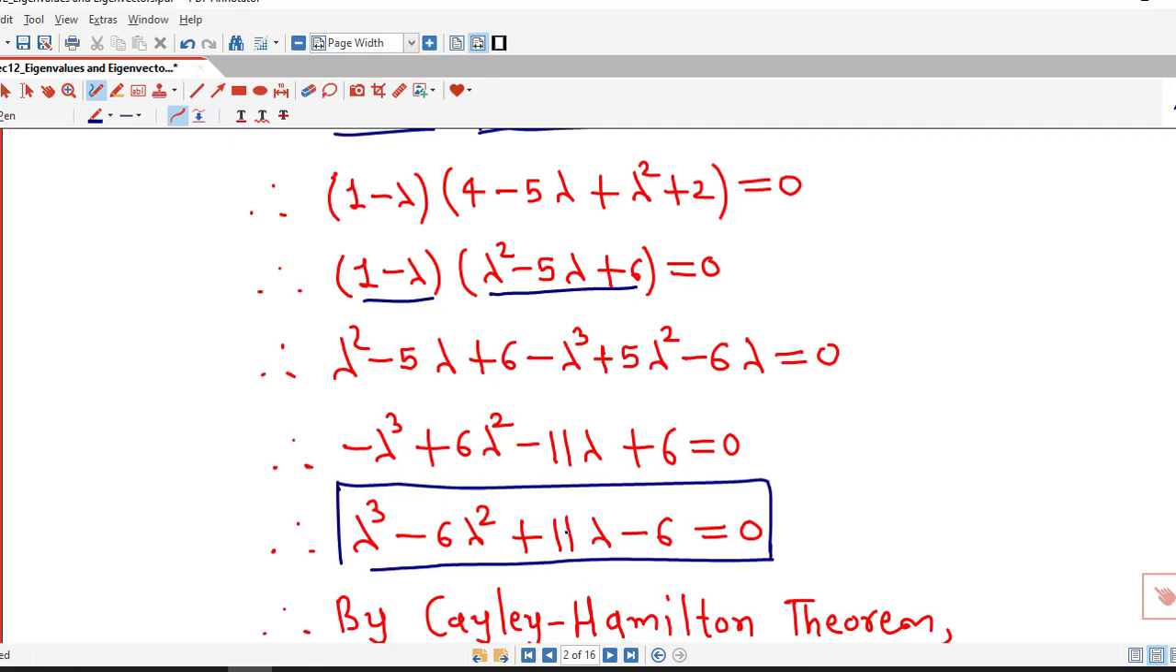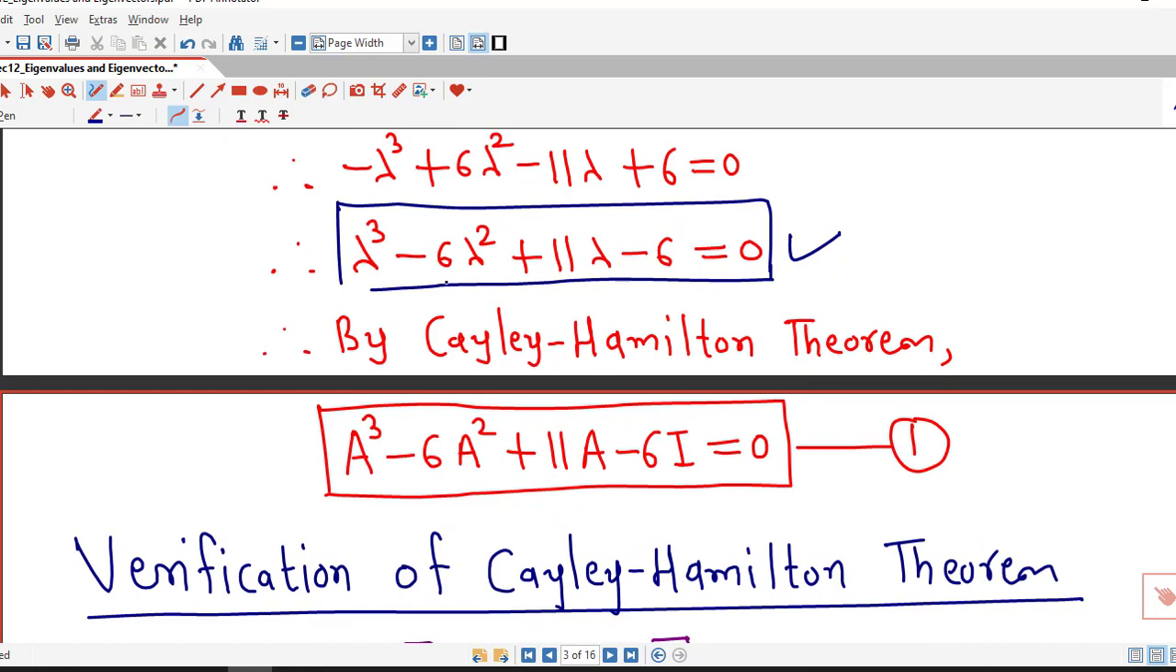So the Cayley-Hamilton theorem says that we can replace lambda by A in this equation. So by the Cayley-Hamilton theorem, we have A cube minus 6A square plus 11A minus 6 times the identity matrix equal to 0. So now we are asked to verify the Cayley-Hamilton theorem. So we will calculate A square and A cube, and we will find out this left hand side, and we will check whether we are actually getting the zero matrix or not. So for that, first we find out the second power of A.